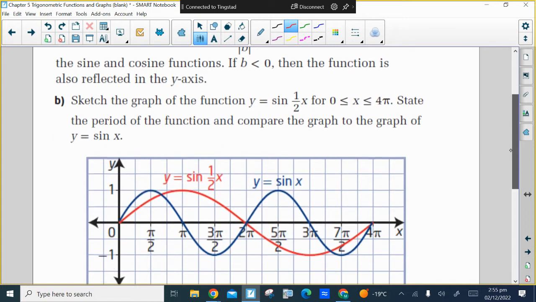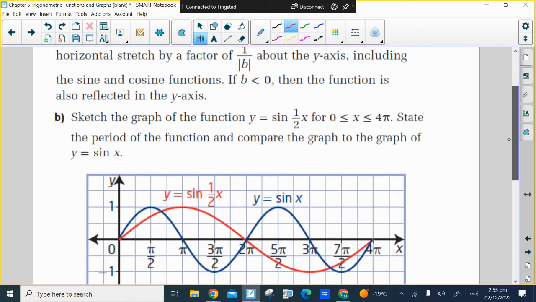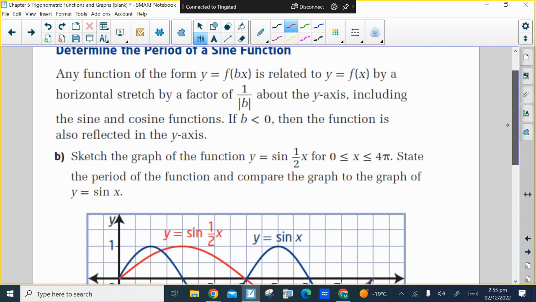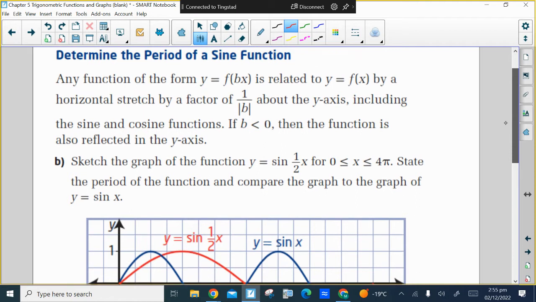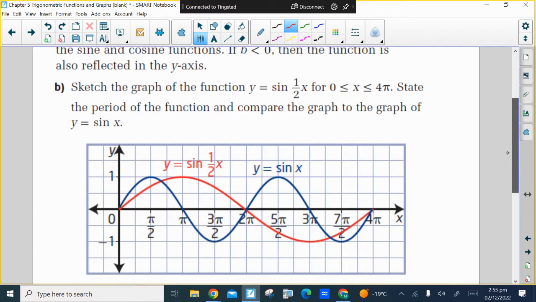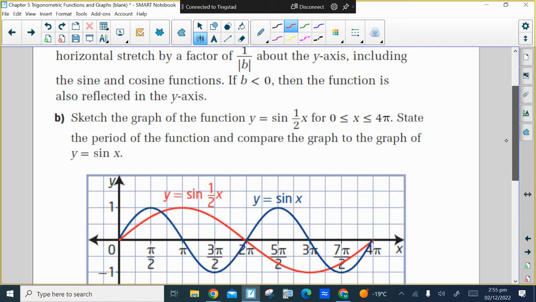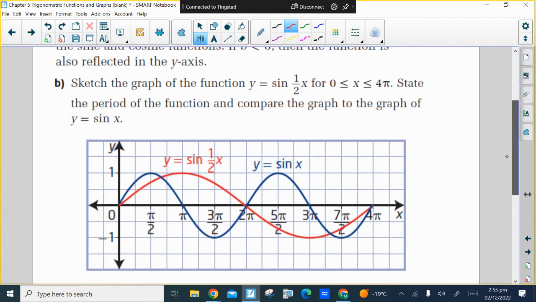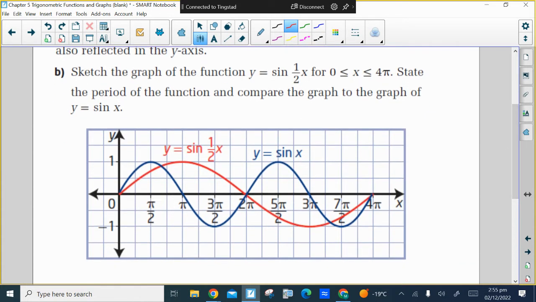So this next one, we want to write or talk about the period. It says sketch the graph of y equals sine 1/2 x between 0 and 2 pi. It's actually partially drawn there for us. And state the period of this function compared to the graph of y equals sine x, right? Well, you've got a b value of 1/2 in this case. A b value of 1/2 means a horizontal stretch by a factor of 2.